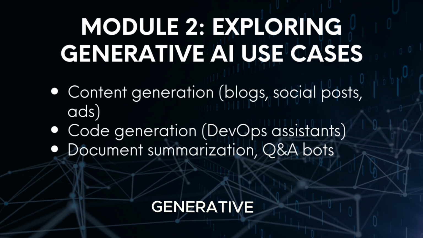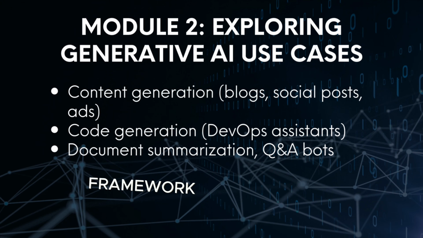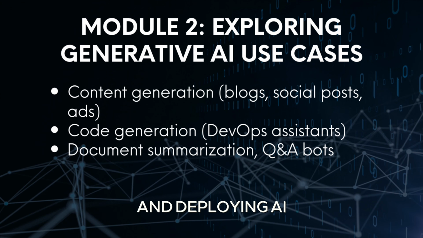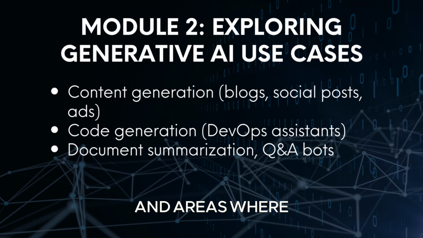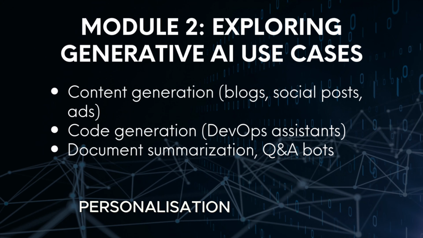And so the generative AI lifecycle provides a structured framework for developing and deploying AI solutions. It consists of 5 key stages: defining a use case, selecting a foundation model, improving performance, evaluating results, and deploying the application. Generative AI works well for specific business challenges, and areas where it can be highly effective include content creation, personalization, automation, innovation, and efficiency.